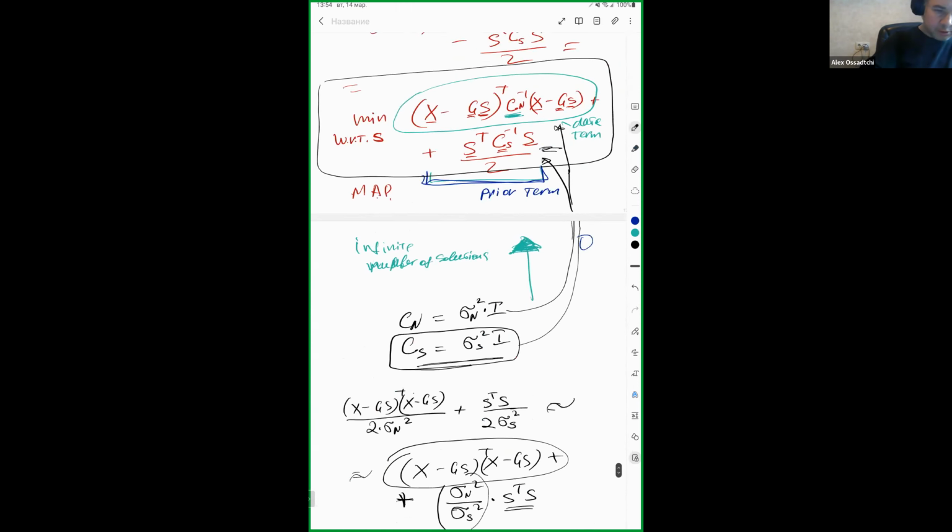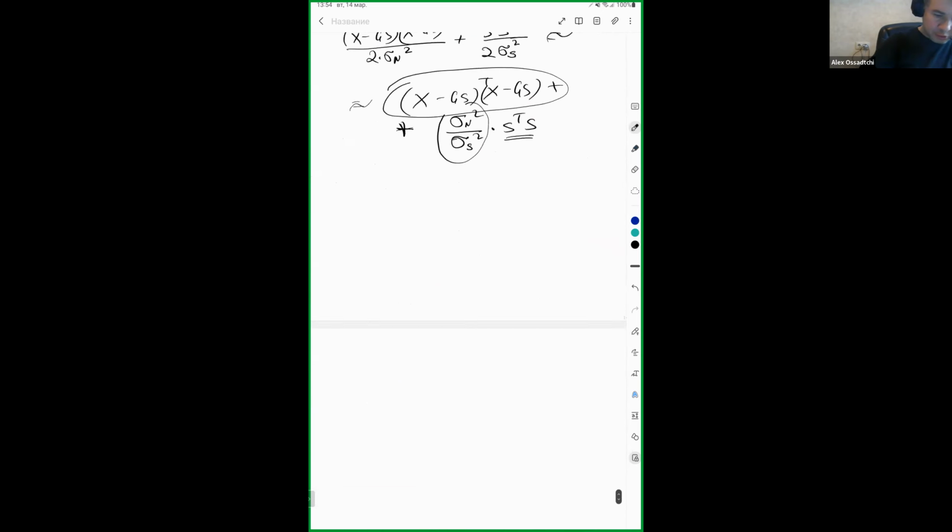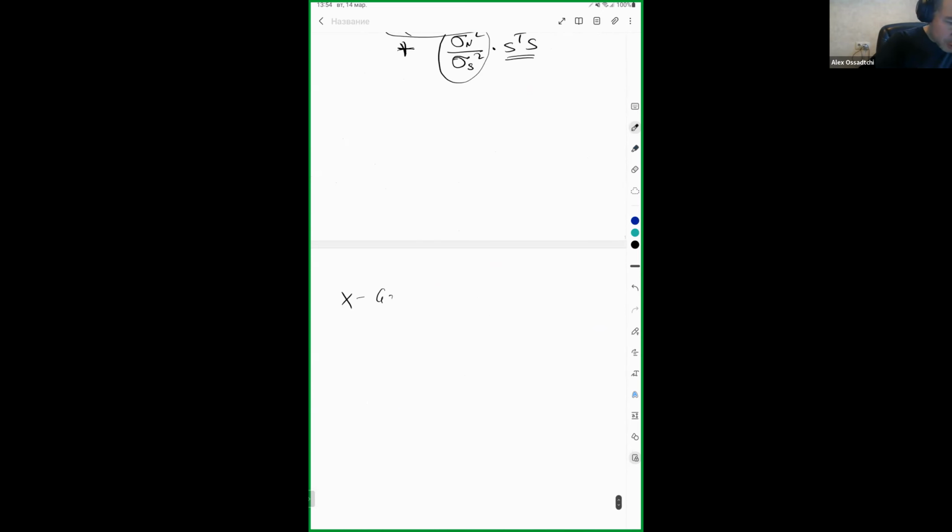Okay, so it is (x − Gs) multiplied by Σn⁻¹, this one is transpose, (x − Gs), plus s transpose Cs⁻¹ s, and you can have 1/2, but it really doesn't matter, right? Because 1/2 is in both places, right? So yes, all right. So now we need to find the minimum with respect to s.